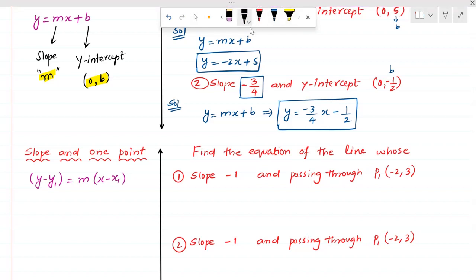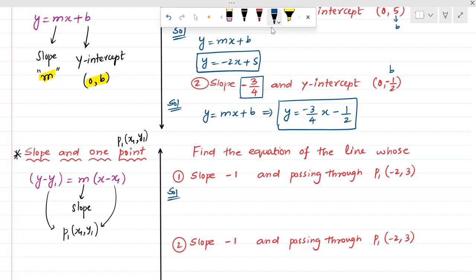It will be any point, not the y-intercept. One point means x1 comma y1, any point. So this is the indication. This part is my slope, and this one is my any point P of x1 comma y1. Whenever the slope and one point are given, we will make use of this rule. So we will solve the problem using this rule.